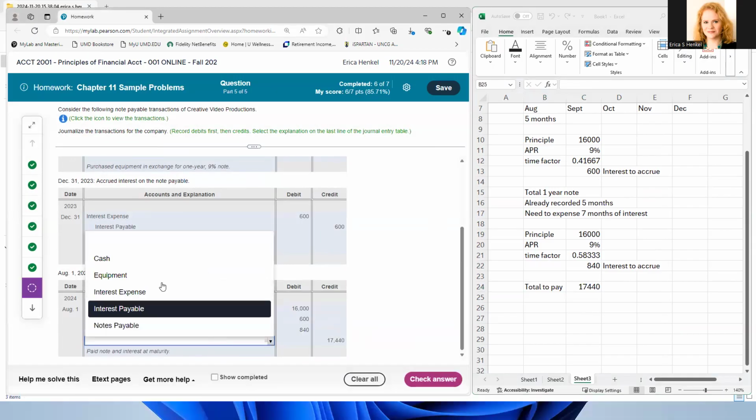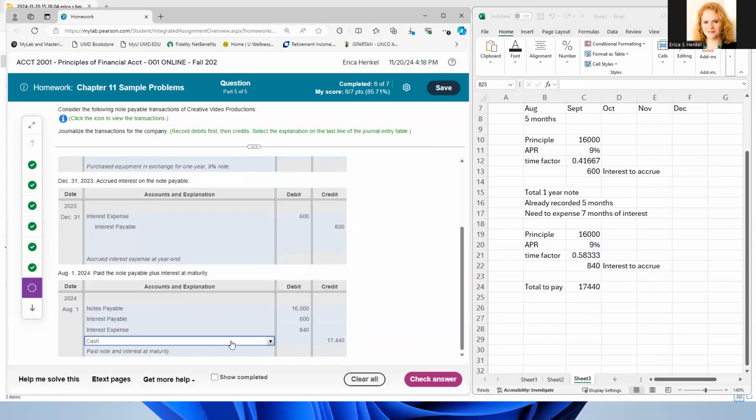Oops. Oh, I forgot to put cash. Make sure you put your accounts in there, people. There we go. All right, so that is just that follow-up second example for notes payable. Hopefully that helps you out with chapter 11.